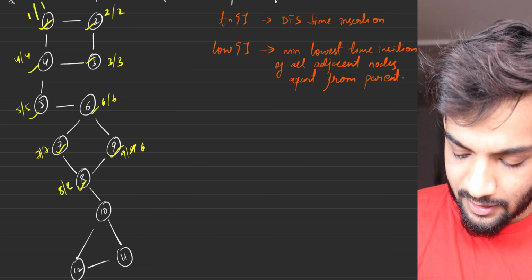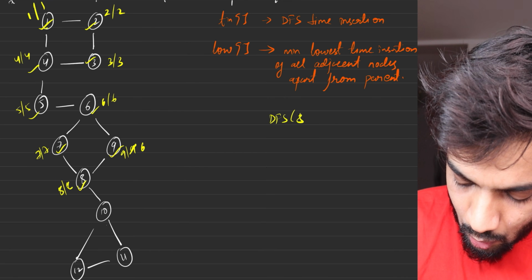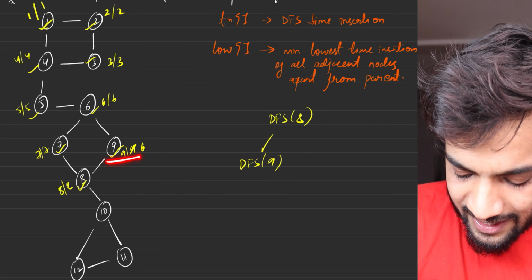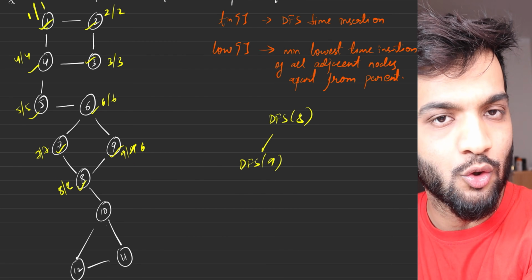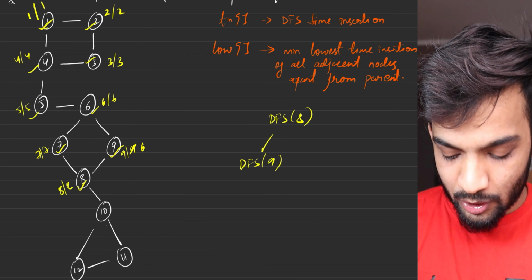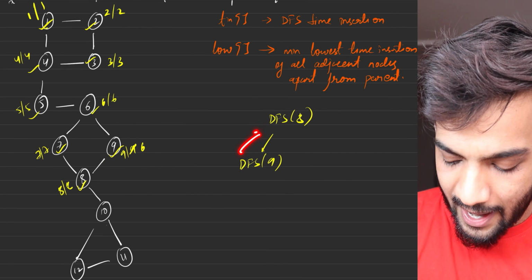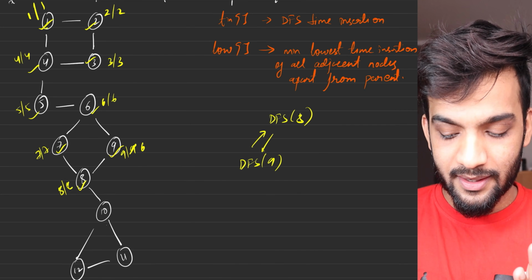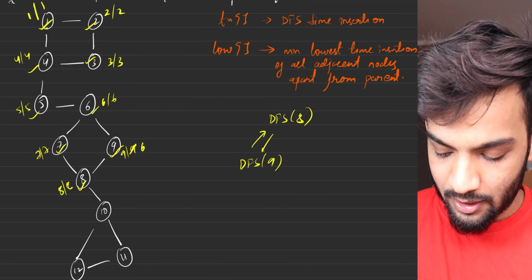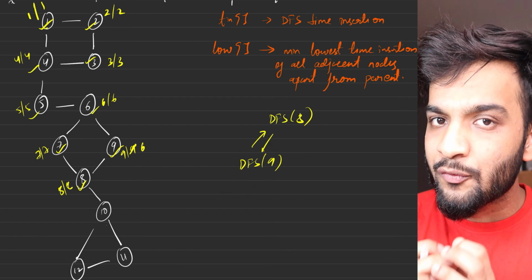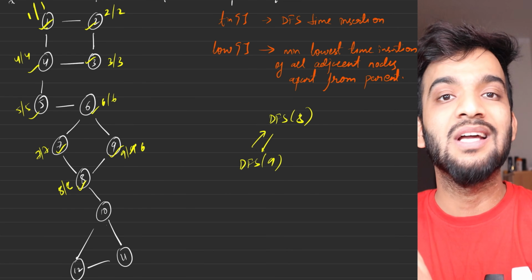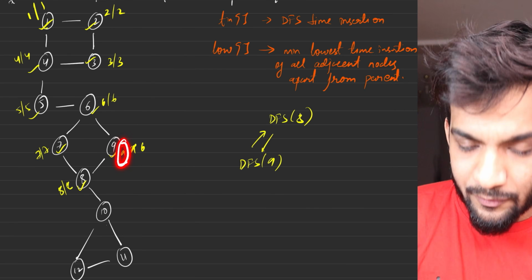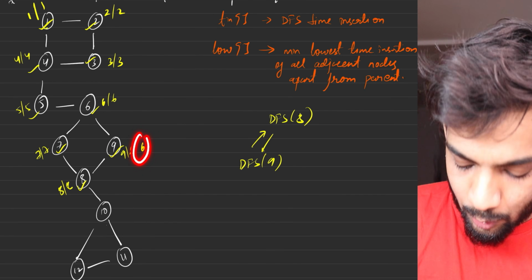Perfect. Now remember, this 8 called 9. So as of now, can I say 9 has no more adjacent nodes to go? It doesn't have anything to go, so it will come back. Now when it comes back, can I say for sure that the 9's DFS traversal is complete, done and dusted? It is. So 9's time of insertion is 9 and the lowest time is 6.